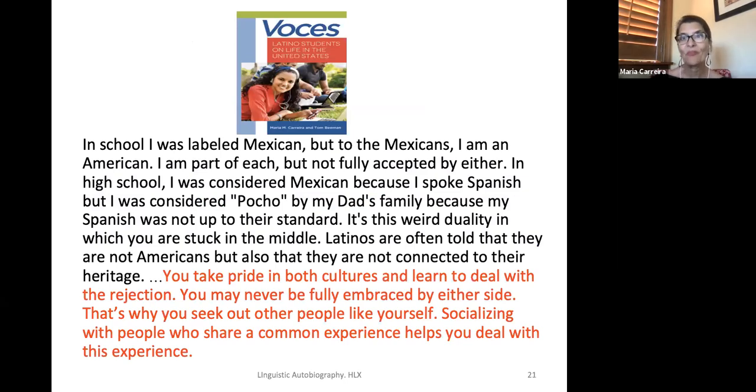And this is an example of a narrative in my book that really brings it all together, all these things that I mentioned earlier. This student says, "In school, I was labeled Mexican, but to the Mexicans, I'm an American. I am part of each, but not fully accepted by either. In high school, I was considered Mexican because I spoke Spanish, but I was considered pocho by my dad's family because my Spanish was not up to their standard. It's this weird duality in which you're stuck in the middle. Latinos are often told that they're not Americans, but also that they're not connected to their heritage."